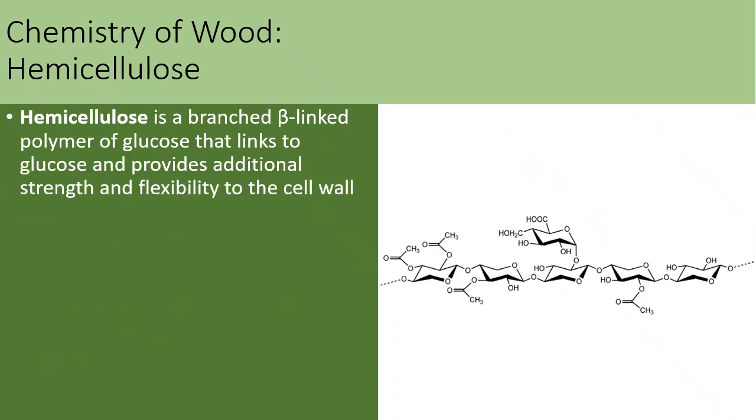Hemicellulose is a relatively minor component, but it's really important for linking some of the different components together. It's another beta-linked polymer of glucose, but it's branched rather than being unbranched. It's able to link to glucose really efficiently, and it also provides additional strength and flexibility to the cell wall.